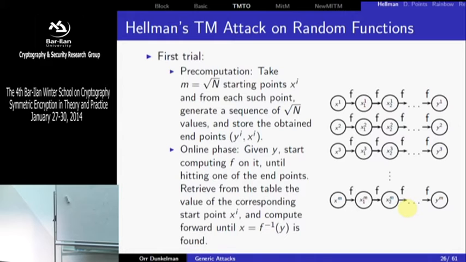Now, I'm just going to introduce one more notation, and this is covering. A table is said to cover a point if the point is on the chain, because these are the points that I can invert, points which I know how to get into and I know where they end in the chain. So if I have m starting points and the length of the chain is t, I would require m times t being order of n. But this concept fails.